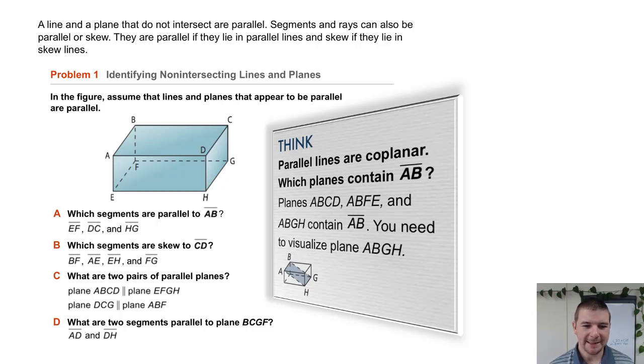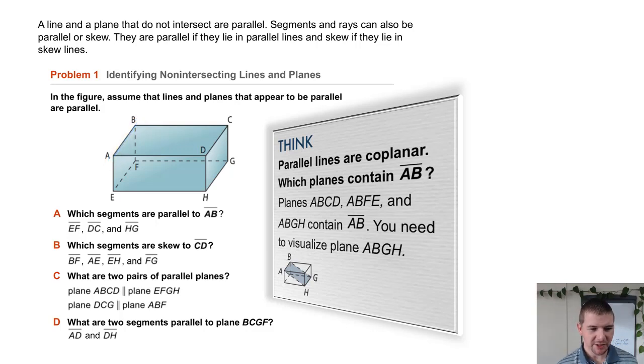Problem 1. Identifying non-intersecting lines and planes. In the figure, assume that lines and planes that appear to be parallel are indeed parallel. A, which segments are parallel to segment AB? So first we should identify AB, being kind of the top left of the figure. And segment EF is parallel. Segment DC also parallel. And finally HG, parallel to AB.